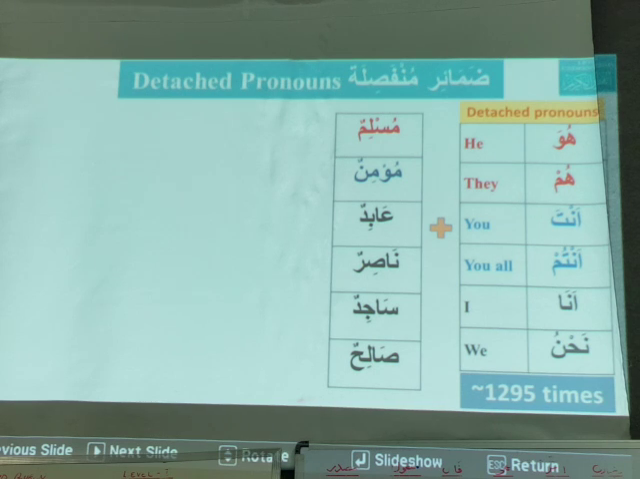Okay. Huwa Muslimun? Hum Muslimun. Anta Muslim? Antum Muslimun. Ana Muslim? Nahnu Muslimun. And similarly, we can also use mu'min. Huwa mu'min? Hum mu'minun. Anta mu'min? Antum mu'minun. Ana mu'min? Nahnu mu'minun. Okay. Similarly with the abid, who can do with the abid?